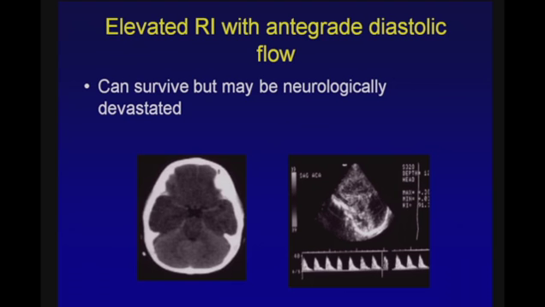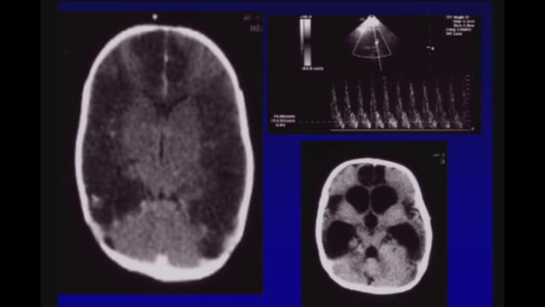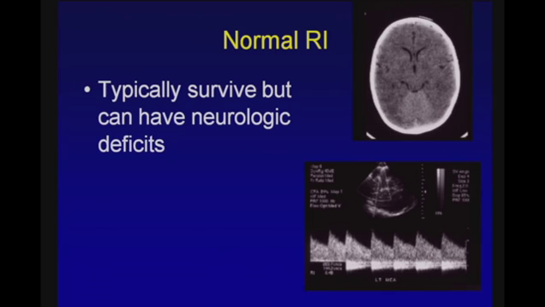In children after trauma, where there is elevated resistive indices with very little diastolic flow, they may be cerebrally, significantly neurologically devastated, but survival is usually typical. And if someone comes in with normal resistive indices, again, there may be neurologic deficits, but survival is most likely.